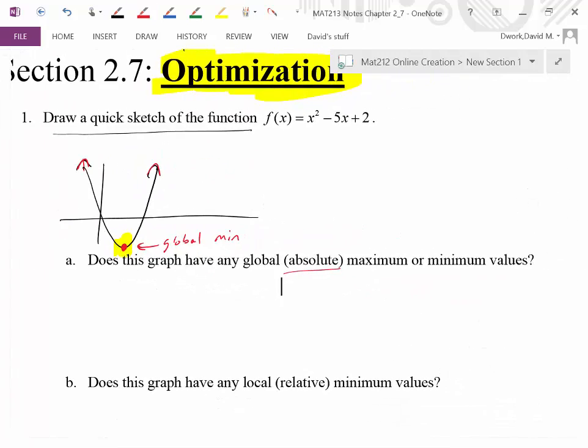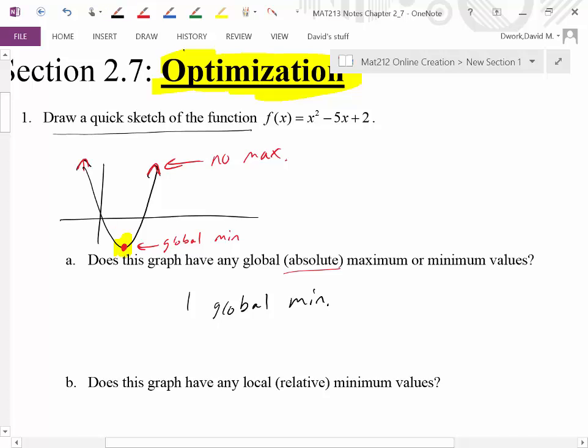Now, does it have a global max? Well, no, because this graph has arrows, because it points up forever, there is no max. So every graph is not guaranteed to have a max or a min, so we have to check each one. And by the end of this, you should hopefully know how to do that. Okay, so does this graph have any global max or min? Yes, it has one global min.